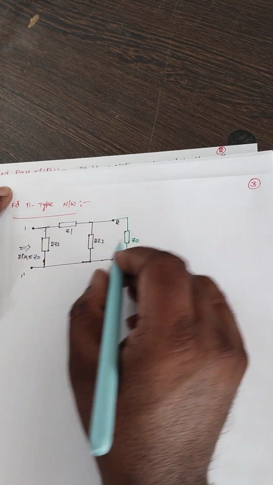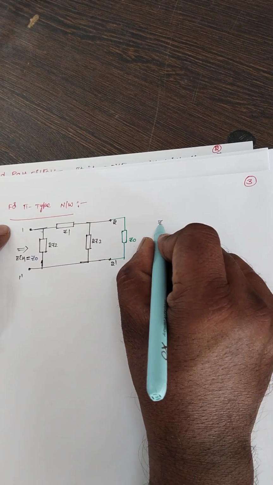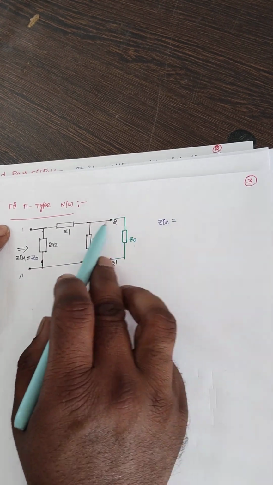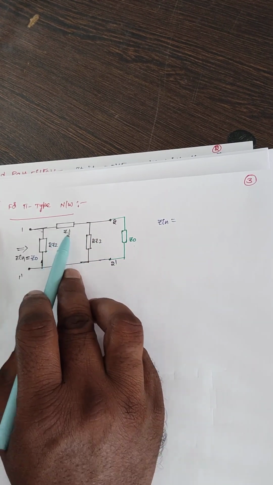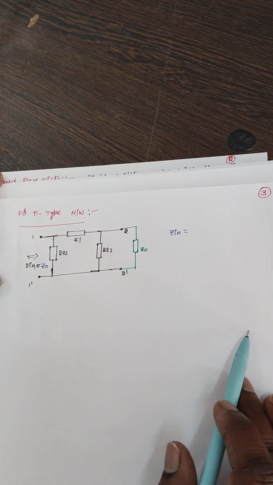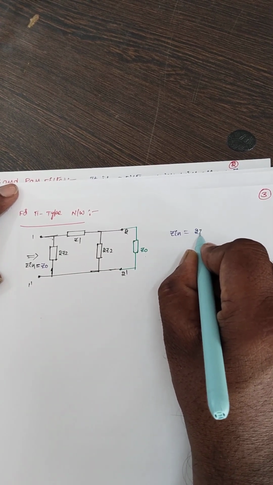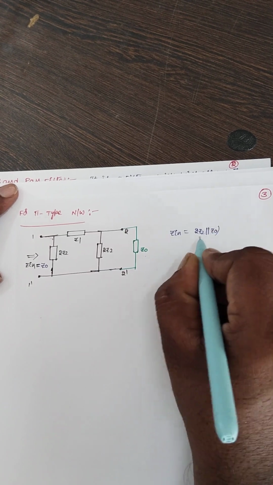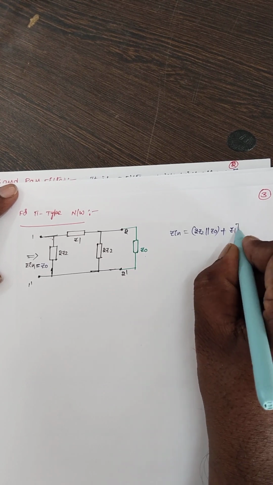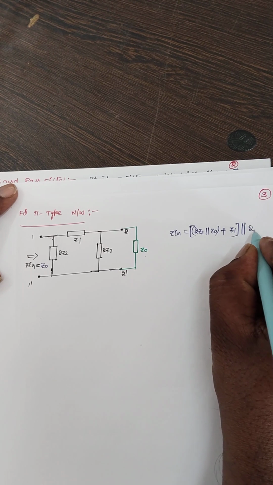Now if you write the expression for this Z0, the input impedance Z in is equal to, these two are connected in parallel, and this parallel combination is in series with Z1. So Z in is 2Z2 in parallel with Z0, plus this Z1. For this combination, it is in parallel, that is 2 into Z2.